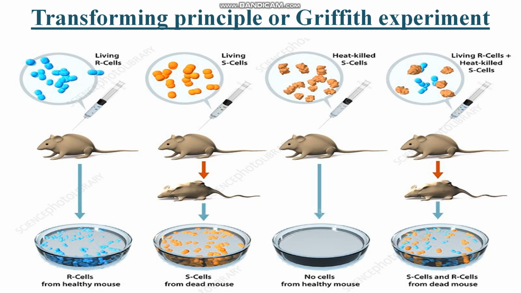It may be possible that something is there, some transformation is there. So that's why this is called the transforming principle. What he had concluded is that something is transformed from the killed S cells, or smooth bacteria, to the R cells, or rough bacteria. Something is transformed from these cells, and that's why this mouse dies. So this is called the transforming principle.